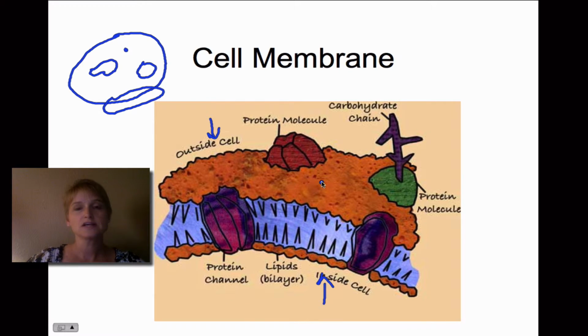So when you look at this cell membrane, you notice that it's made up of a lot of different parts. It has some protein molecules, some carbohydrates. Here's a protein channel, another protein channel over here, and this is called the lipid bilayer. So you'll notice that there's kind of two layers on this cell membrane and a little bit of a space or a gap in here. And we're going to take a close look at each one of those parts and see exactly what they do for the cell.